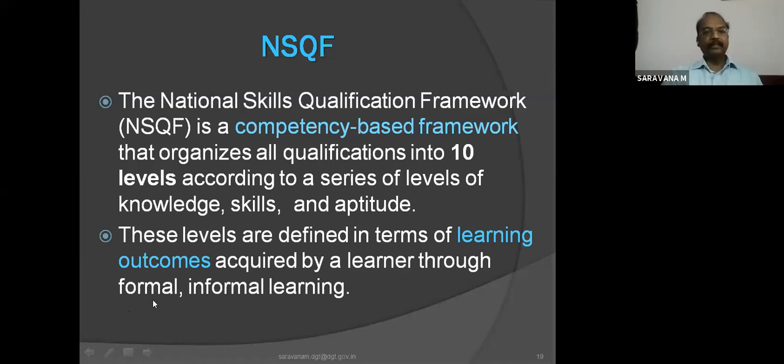So formal training, you know, is a regular course, a 1 year course, 2 year course, or even some 6 months courses, a regular course which is under the CTS scheme. And informal learning is maybe a short-term course where you do not have a prescribed syllabus and predetermined objectives. I hope you know the difference between formal and informal learning.